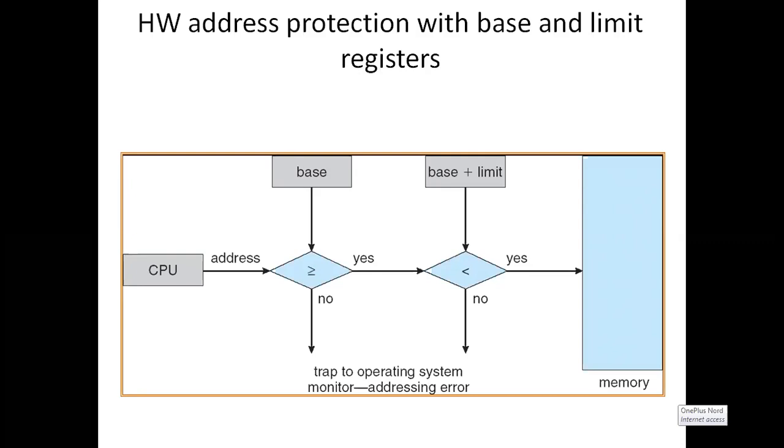If either of these conditions fails, that means the CPU generated address is less than the base address or it may be greater than base plus limit. That means the address is not one allocated to the process we are executing now. We are trying to access instructions which are available in another process's memory allocation. So an error will be sent to the operating system. It is called a trap to the operating system, an addressing error. We have covered this topic earlier.